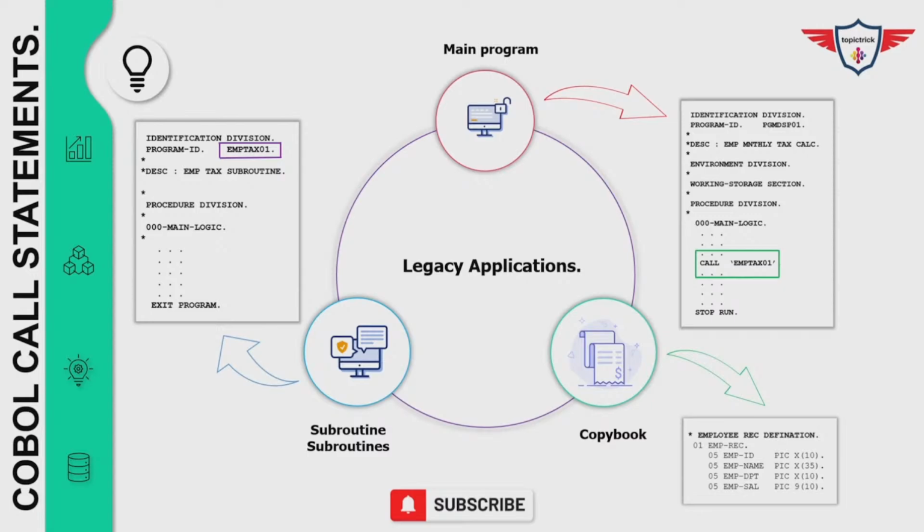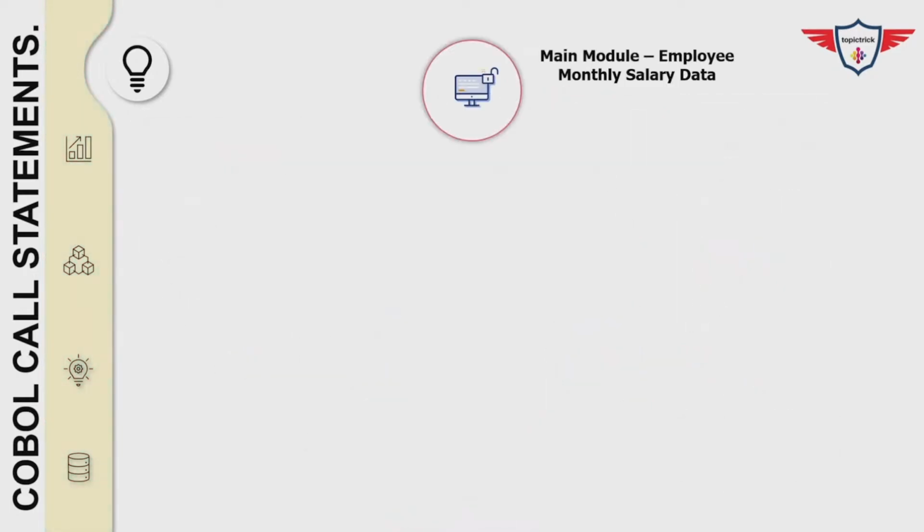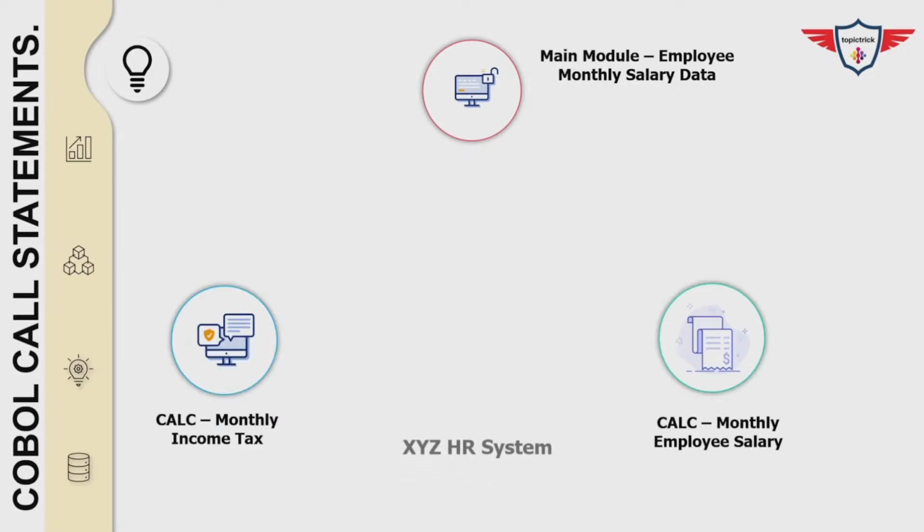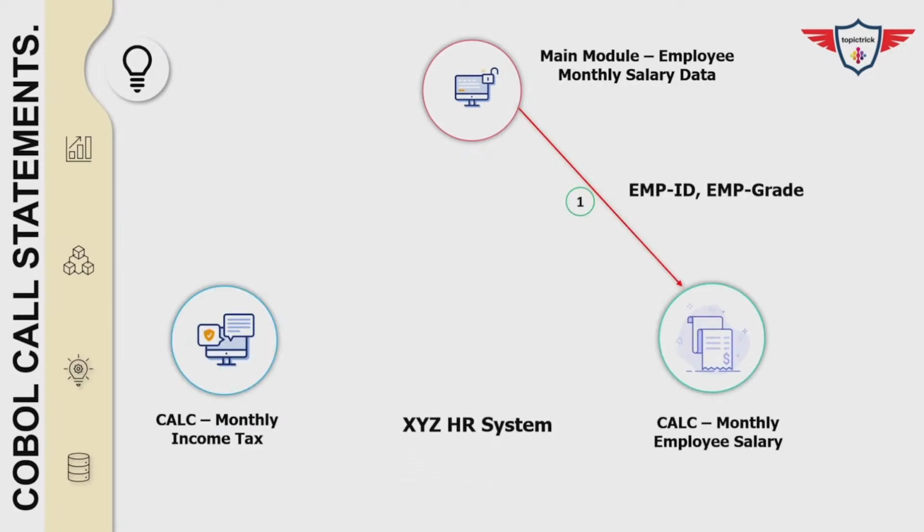Now let's look at a simple example so that you can understand how business functionality is split between a main program and a subprogram. In this example, you have a main program which is calculating the salary of an employee for a specific month. The main program calls two subprograms to calculate the salary and tax for a specific month.